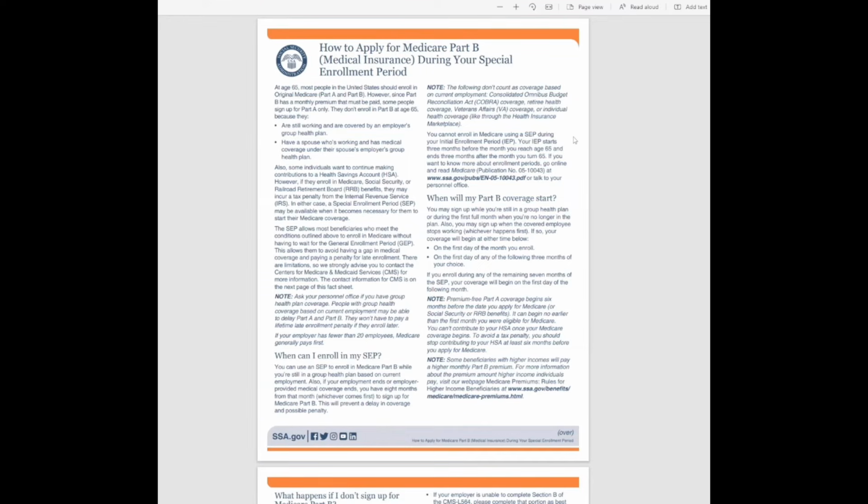Again, if you don't sign up for Medicare at 65, that retiree policy is not considered credible coverage, and if you enroll later, you will have a penalty. The same goes with retired military and TRICARE. So let's say you enlisted in the military in your 20s, you retired in your 40s, you're going to have TRICARE until you're 65, at which point your TRICARE is going to convert from TRICARE to TRICARE for life.